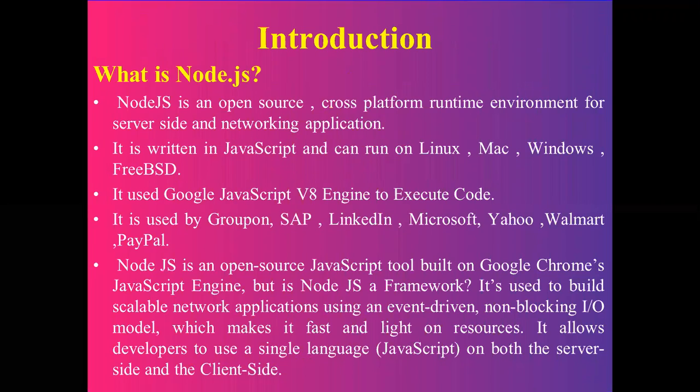So what is Node.js? Node.js is an open source cross-platform runtime environment for server-side and networking applications. It is written in JavaScript, and it can run on multiple platforms like Linux, Mac, Windows, or FreeBSD. It uses Google's JavaScript V8 engine to execute code.